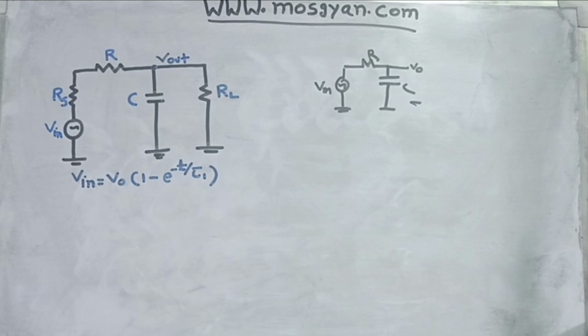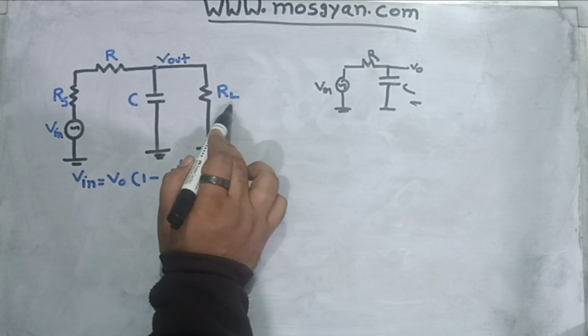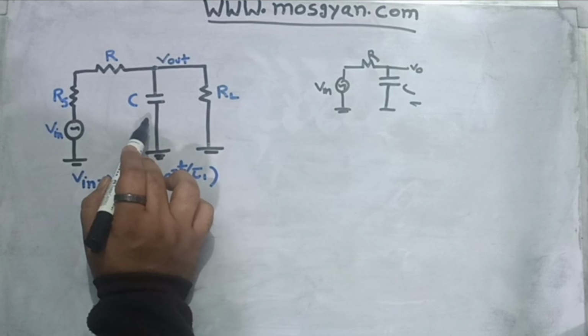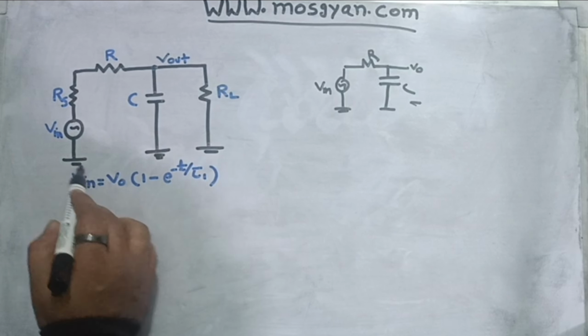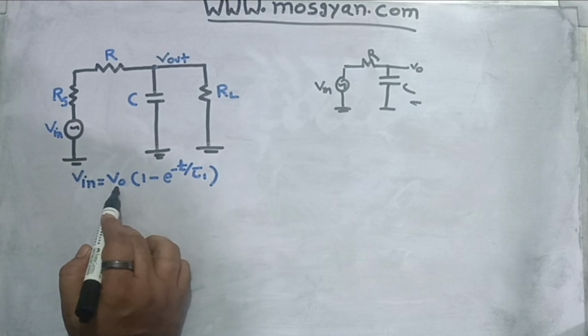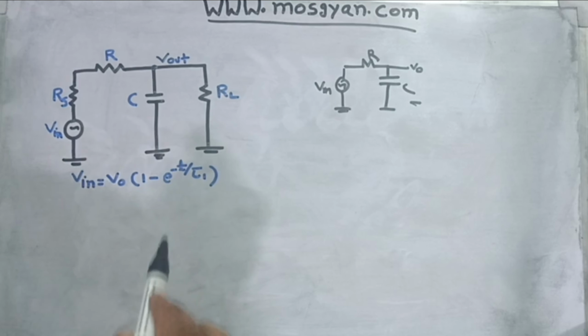Now in this circuit, if you see, we have modified this circuit a bit. We have one series resistance and also we have one load resistance which is connected in parallel to the capacitor. Now the input voltage value given to us is V0 into 1 minus e to the power minus t upon tau 1.